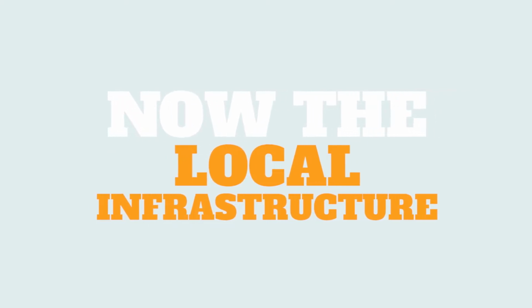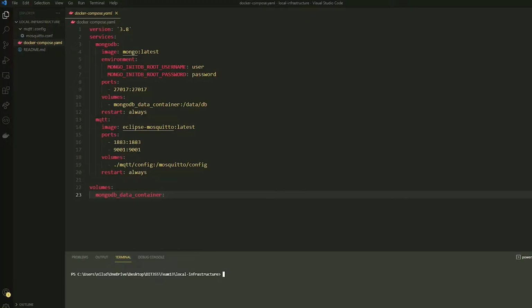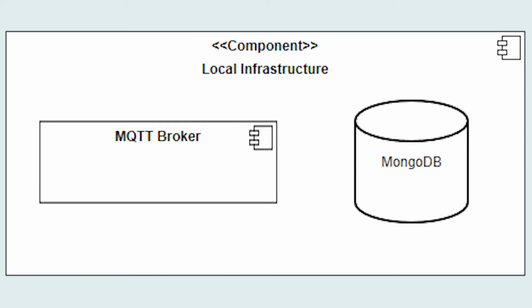Now the local infrastructure. We use Docker alongside Docker Compose to run our local infrastructure. The infrastructure is defined as a Docker Compose configuration file, which is used to create containers for different dependencies, such as MongoDB and MQTT. Now the front end.